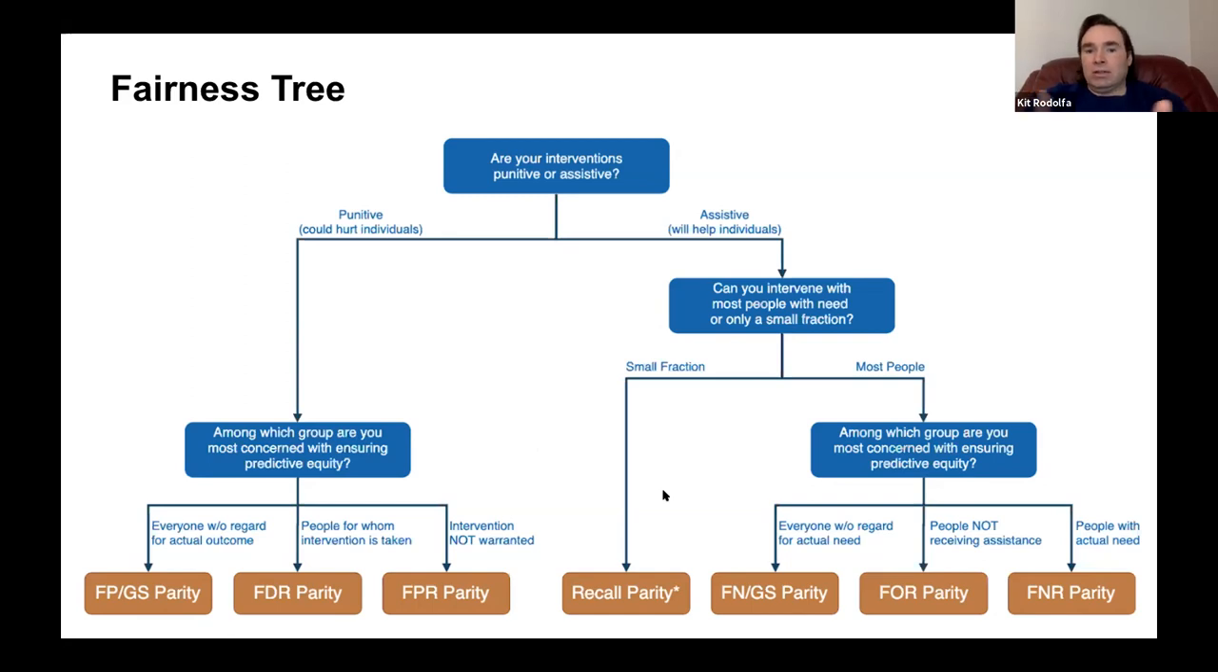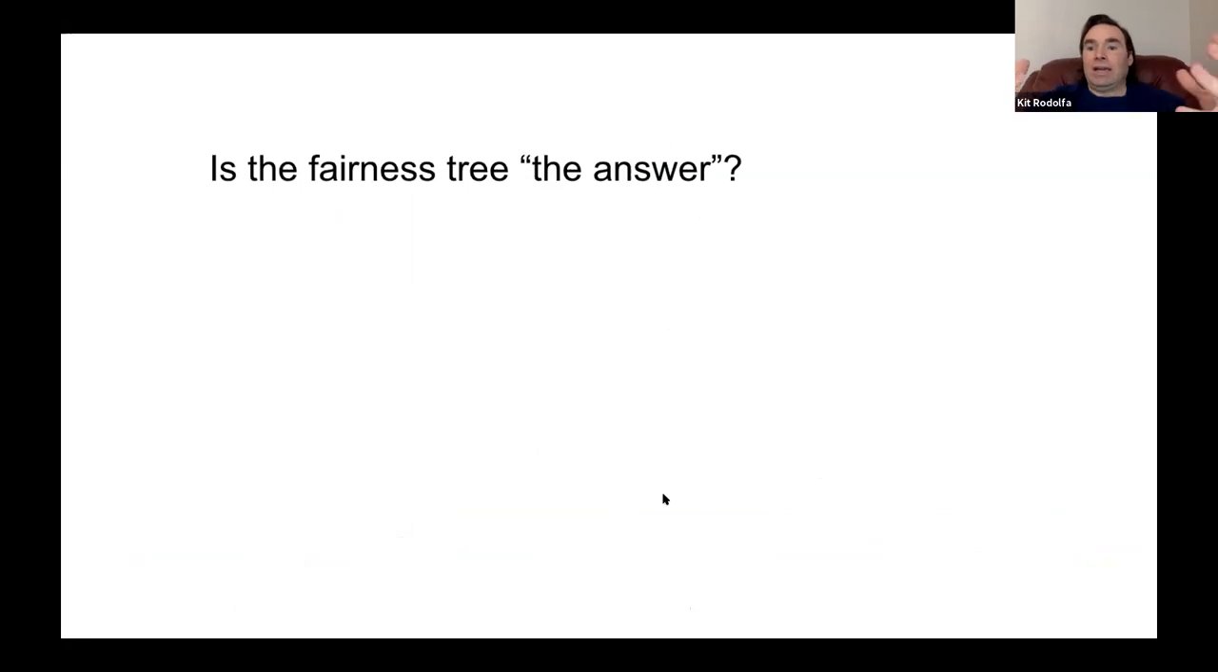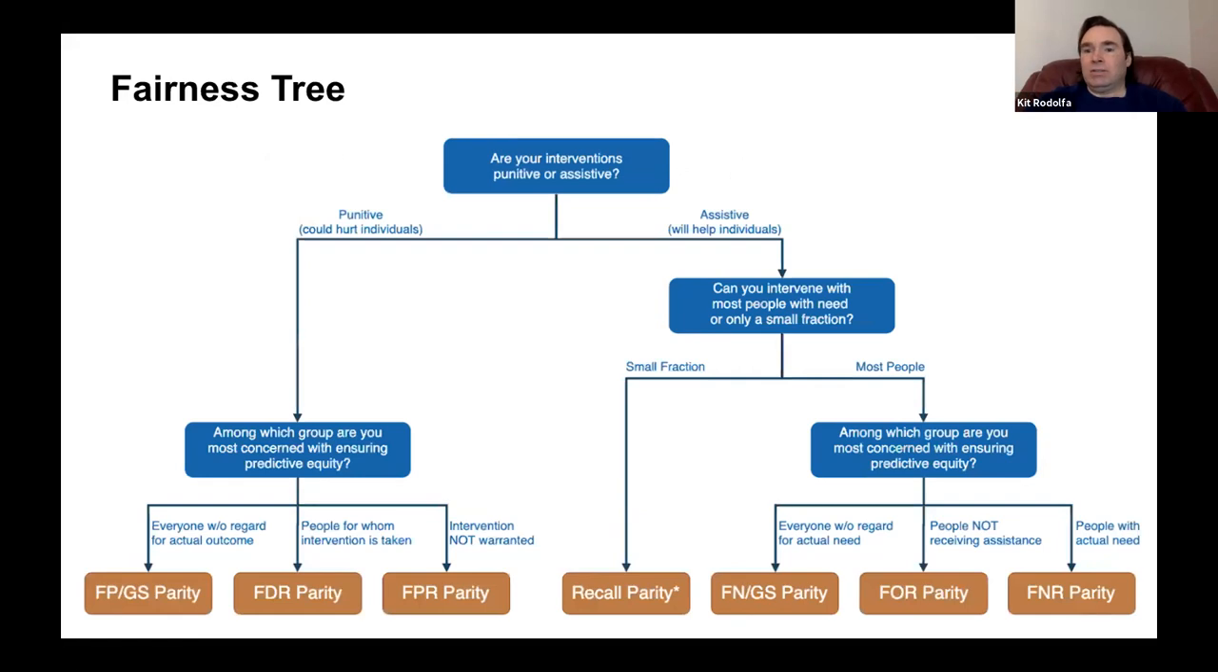So this is a tool that we've developed. It is not the answer, and there is no singular answer here for many different reasons. A lot of interventions have, depending on what perspective you're focusing on, some assistive and some punitive natures, and you could actually think about inspections that way.